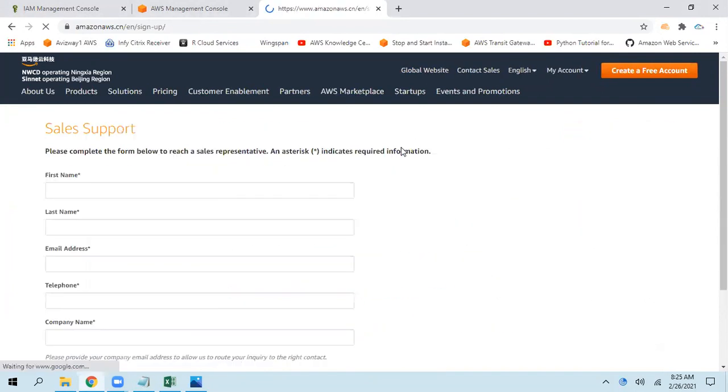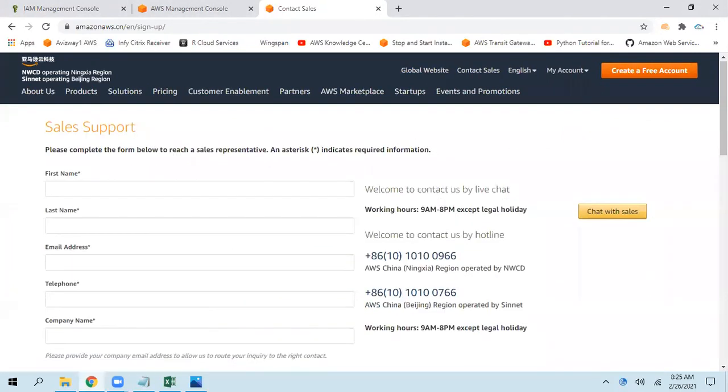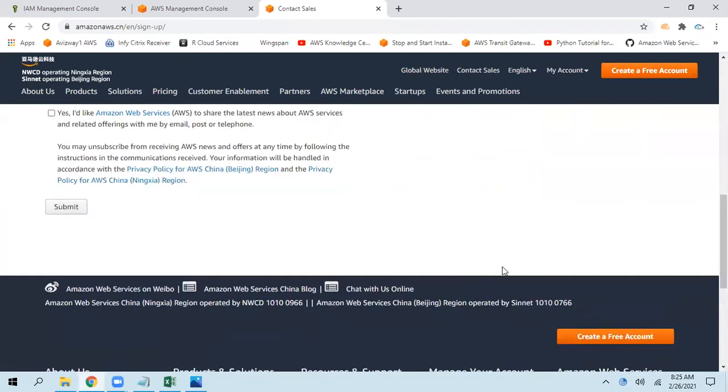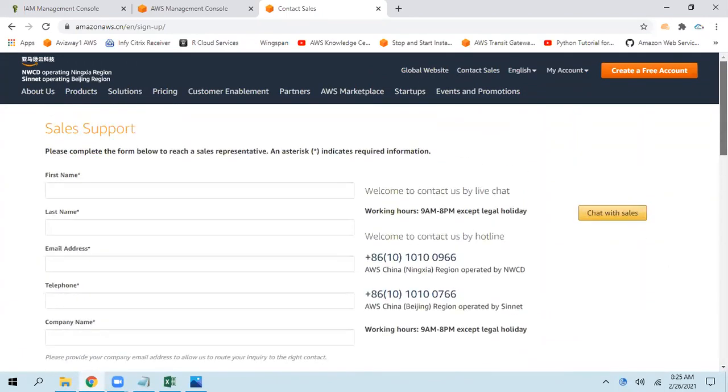So request an account, click on that request an account. Here you need to fill this. You need to give your use case and Amazon is going to review. If they are okay with that, then they will provide an account.